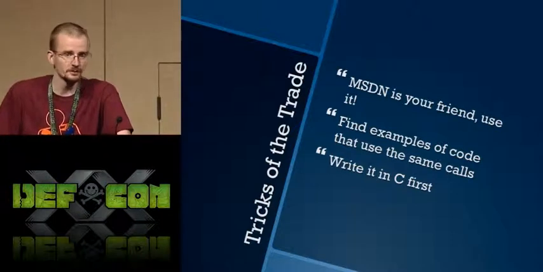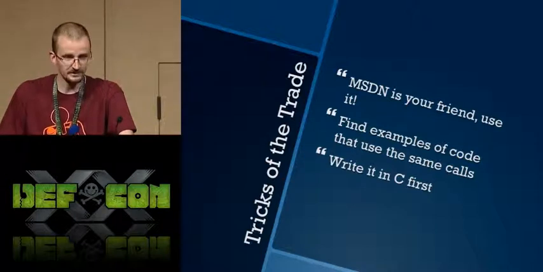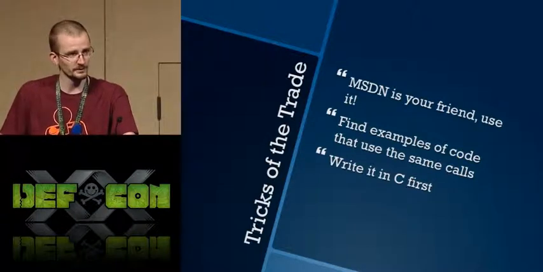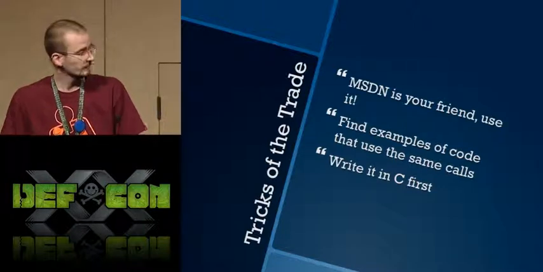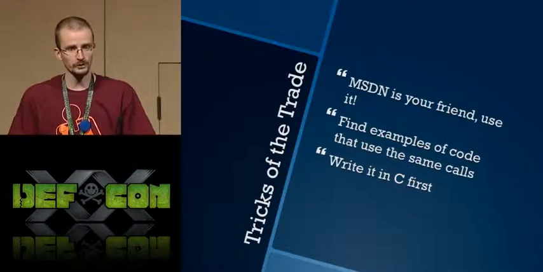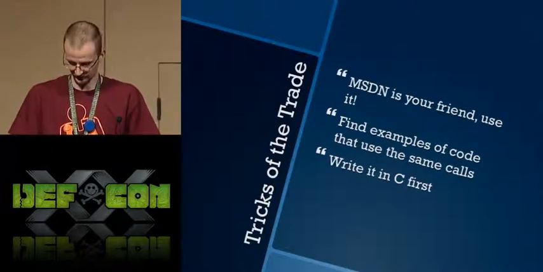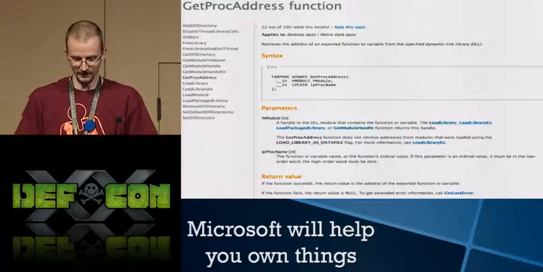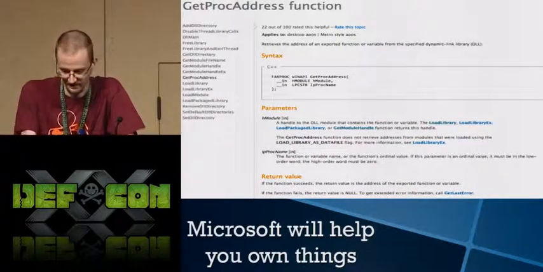Because you're doing this weird transition from Ruby into C, and sometimes things don't behave the way you expect it to. So if you write it in C and kind of look at it in memory at the time, you can know exactly what to expect, and then when you go to do it on the Ruby side, it goes much faster. So it's kind of like Microsoft wants to help you own their systems.